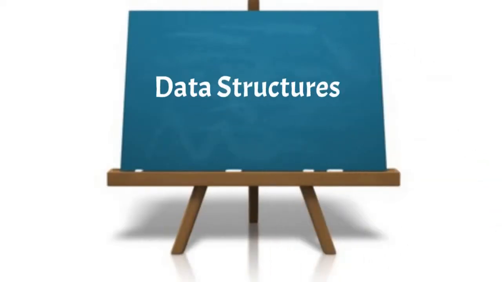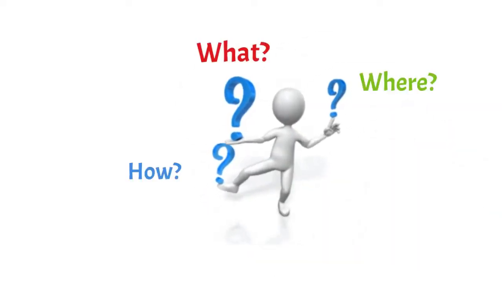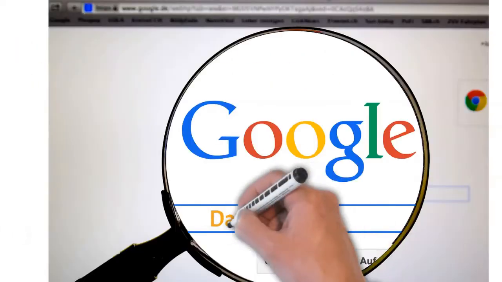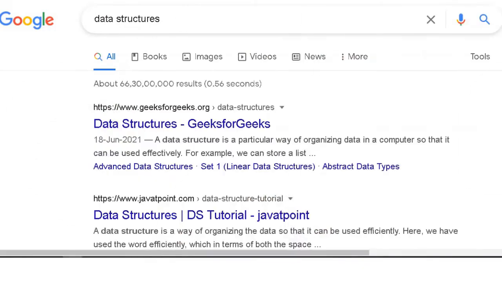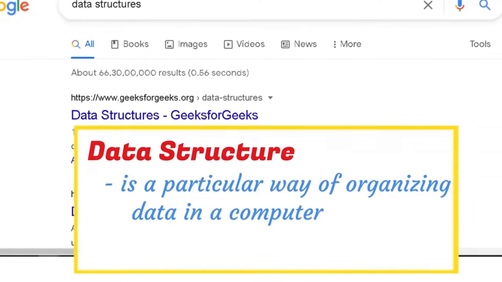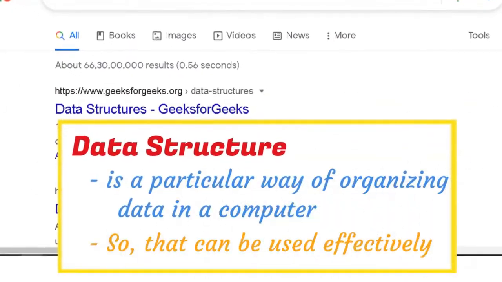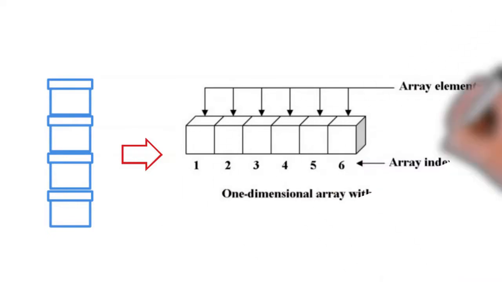Let's get some of our basics on data structures clear in this section. Let's start by understanding what is data structure, where and how to use it. As usual, starting with the definition. Google says data structure is a particular way of organizing data in a computer so that it can be used effectively. For example, we can store a list of items having the same data type using the array data structure.